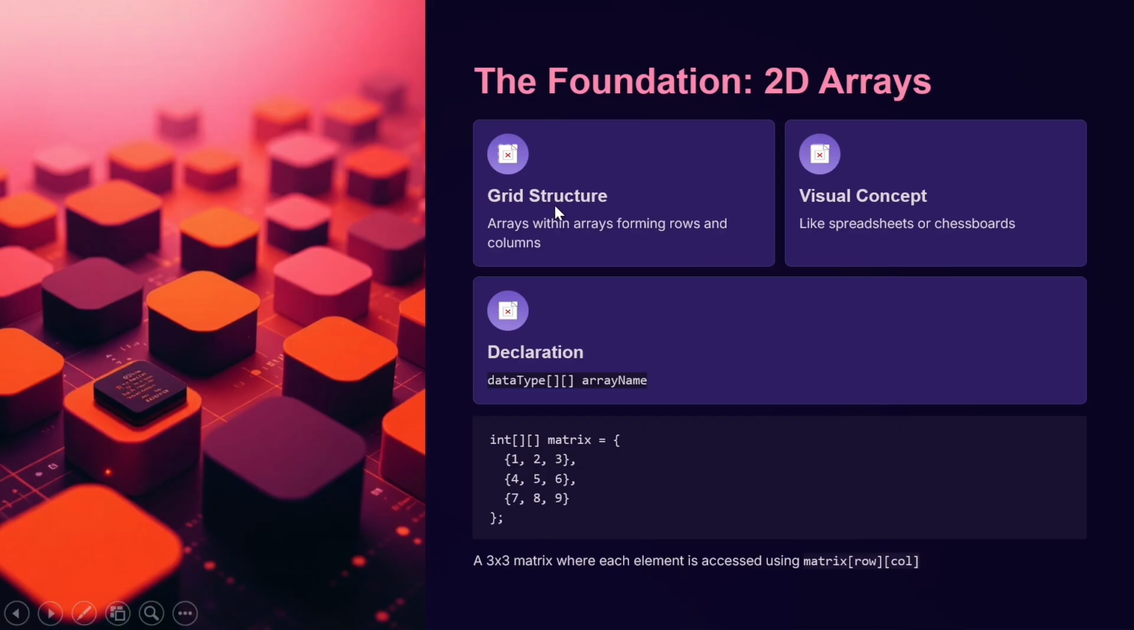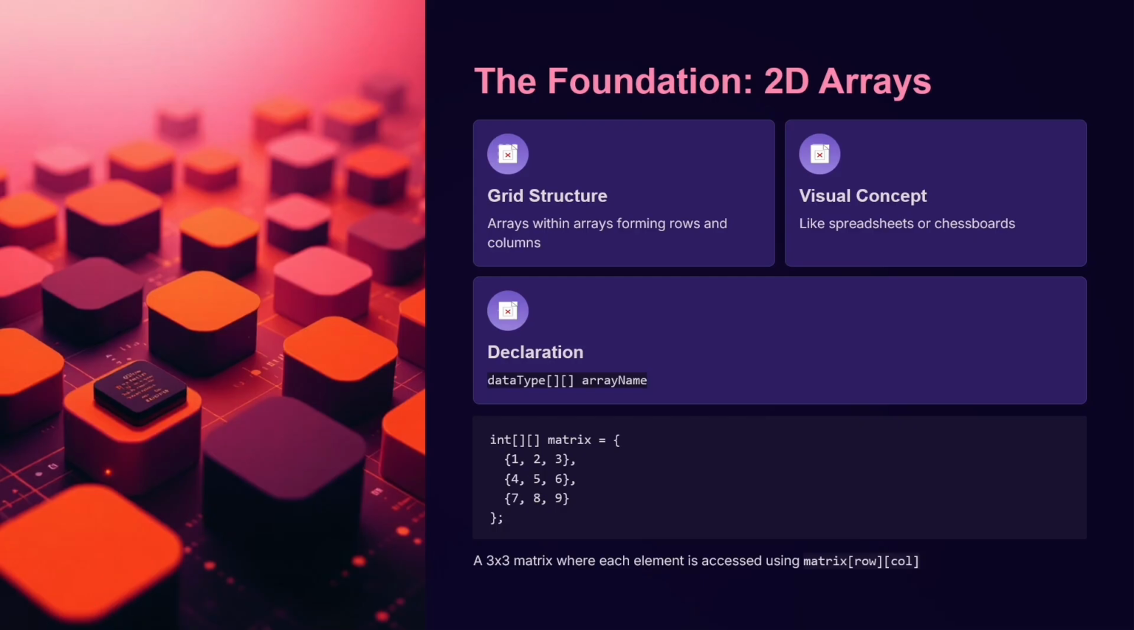It's basically a grid type structure which has rows and columns, and if we talk about the visual concept, then it looks like a chessboard or a spreadsheet. It has rows and columns, right? When it comes to the declaration, first we write the data type like int, String, char, and then we give two brackets. Later I will tell you the purpose of these two brackets. Then we give the name of the array. So this will be the structure of the 2D array.